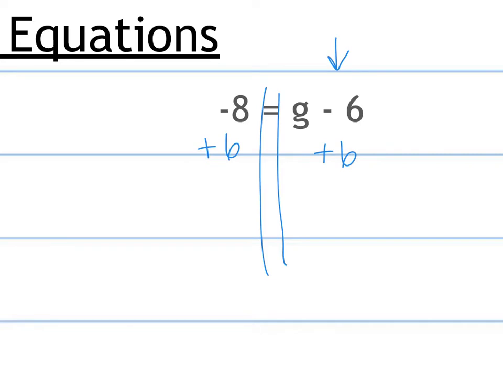Now we have a negative adding a positive, so I'm going to write it out this way, horizontally, so it kind of makes more sense to me. I've got a negative and a positive, so I'm going to be subtracting, and 8 minus 6 is 2. I have more negatives than positives, so it's a negative 2.